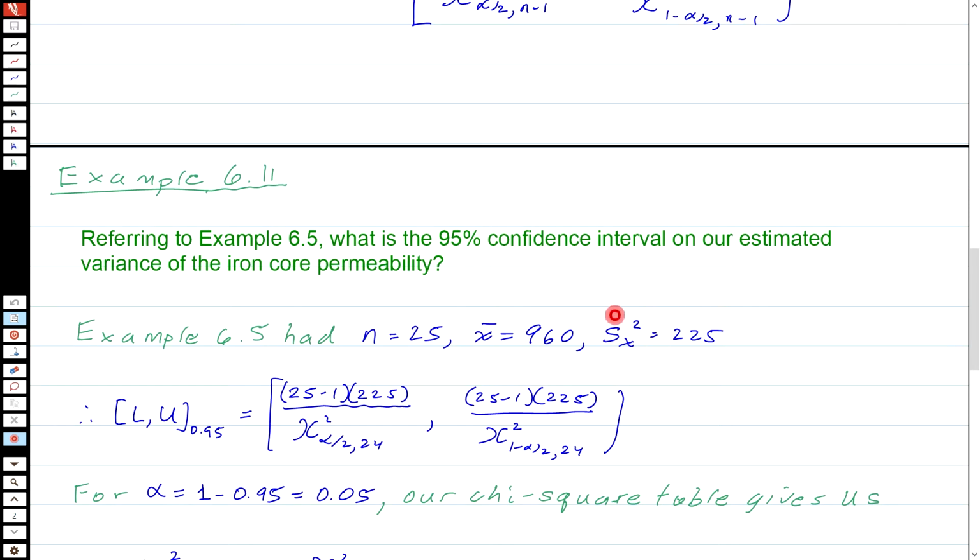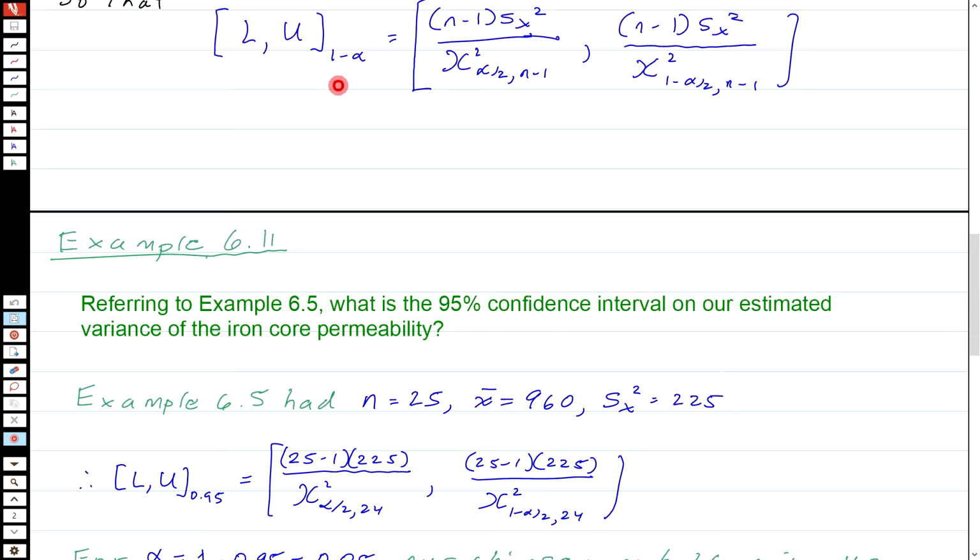Now I'm asking, what is the 95% confidence interval on the true variance, sigma x squared, given the information that I have? I've taken 25 samples. X bar, which doesn't enter into this problem, is 960, and sx squared, which does enter into this problem, is 225. So from above, we see LU has this form here.